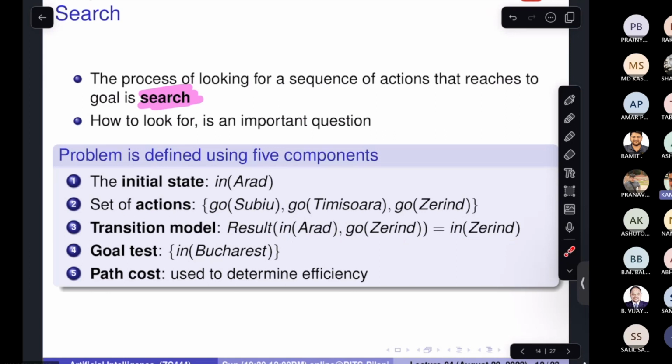What is the goal test? How can I see what the final state is? So you see that In Bucharest is the final state. Multiple states could be there sometimes, based on the examples, but In Bucharest is the goal test. You are there or not. What is the path cost? Path cost means how much you have traveled. What is the distance you have traveled? It determines the efficiency, how good the system is.